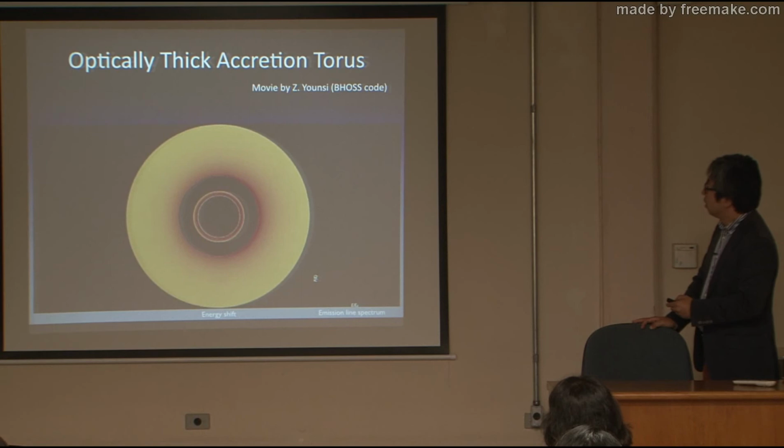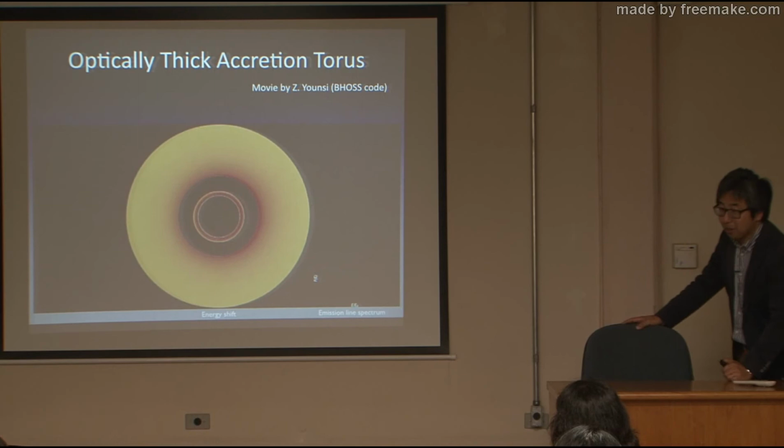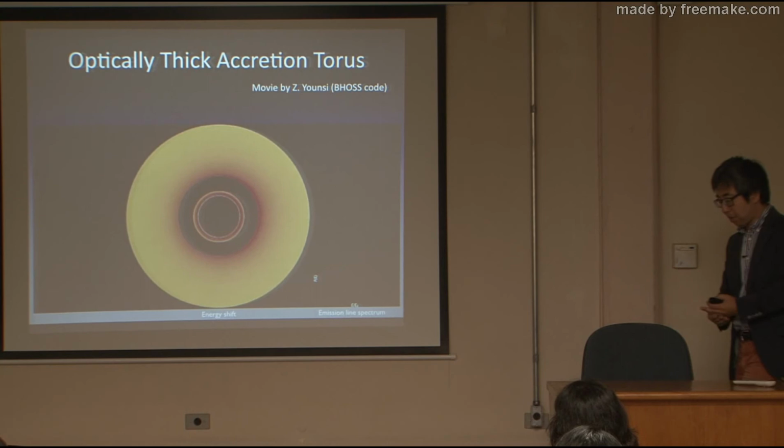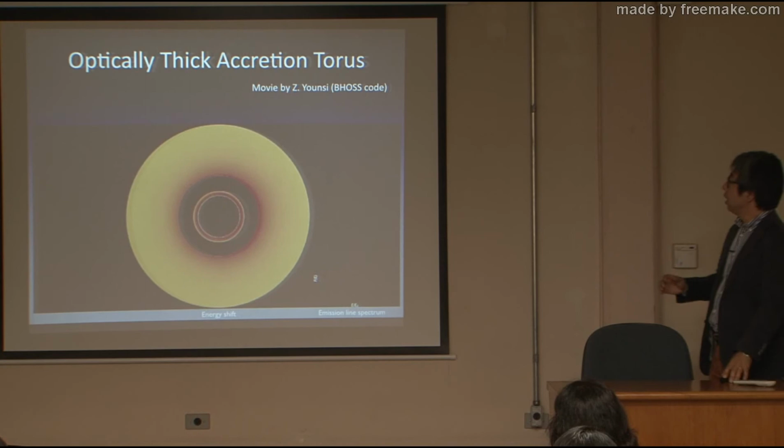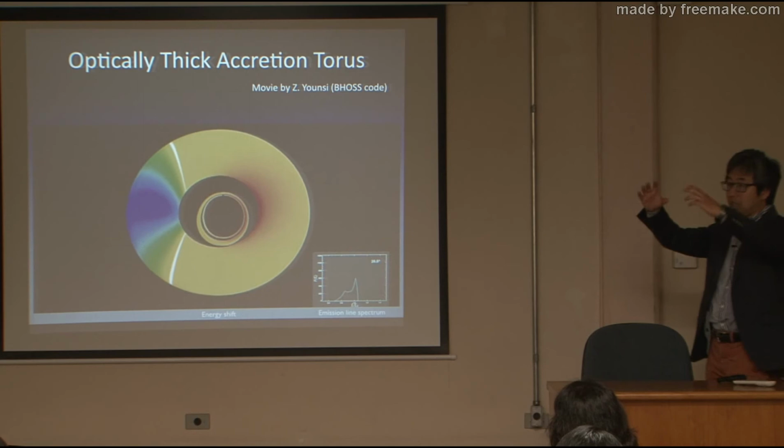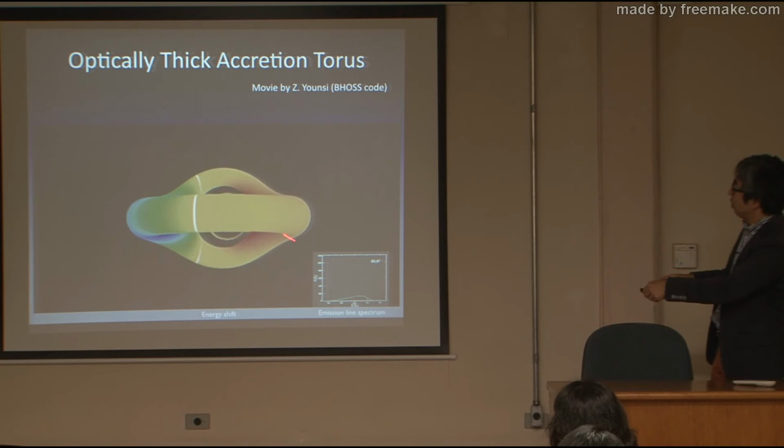Okay, I will move to a different topic. First, I can show the black hole shadow again. This is a movie made by our colleague Ziri Younsi, based on the BHAC code. Now we are showing an optically thick accretion torus. This is not a simulation; this is one static accretion torus. Then we change the inclination angle and see how the shape changes. This is the complete angle range, then returning back to the opposite side.